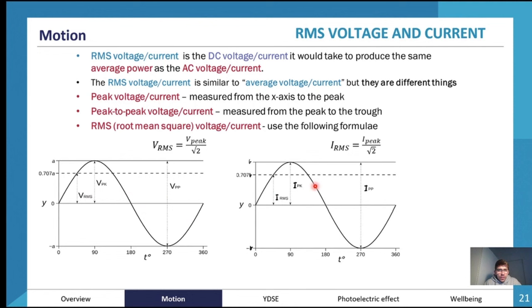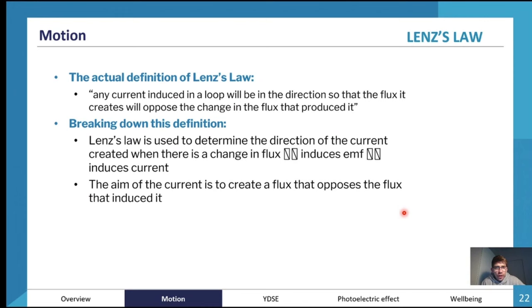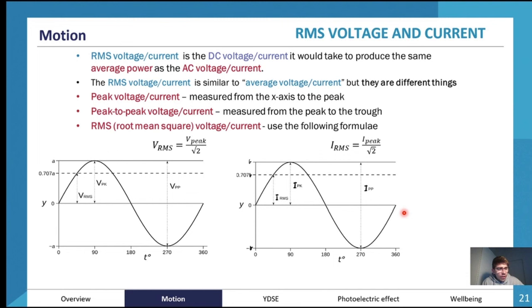Now, we can't just add up all the values and divide by the total number of values, because if we do that, obviously the average would be zero. So instead, scientists use root mean square as a means to address the comparison between a DC supply and an AC supply.